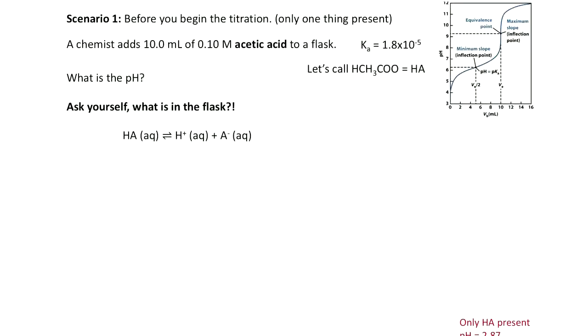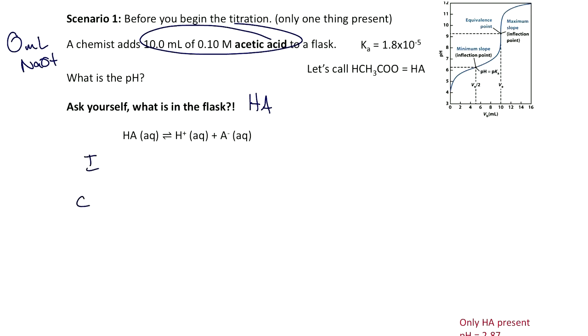So let's do it. Okay. Before you begin the titration, we've added 0 milliliters of base so far. We have 10 milliliters of acetic acid. The only thing in my acid is HA. You know how to calculate the pH of this, but I will just remind you. All right, so ice tables should be in the unit of molarity. So 0.1 molarity of HA, nothing of the other stuff. This reaction has to go forward. The HA is the only thing in there.